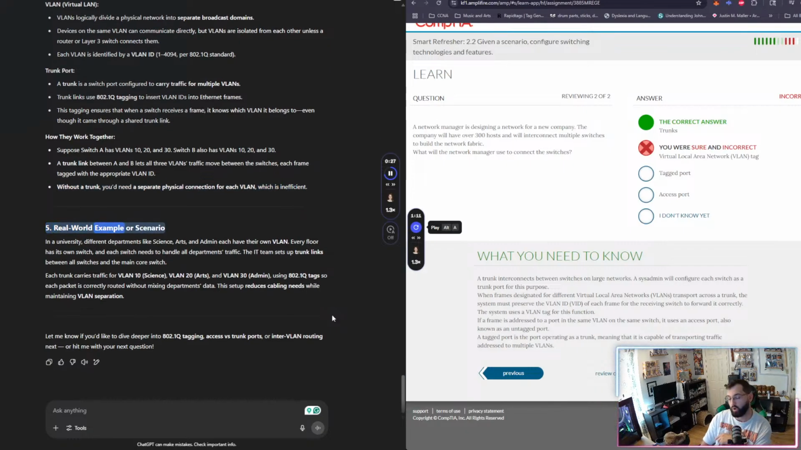5. Real-world example or scenario. In a university, different departments like science, arts, and admin each have their own VLAN. Every floor has its own switch, and each switch needs to handle all departments' traffic.